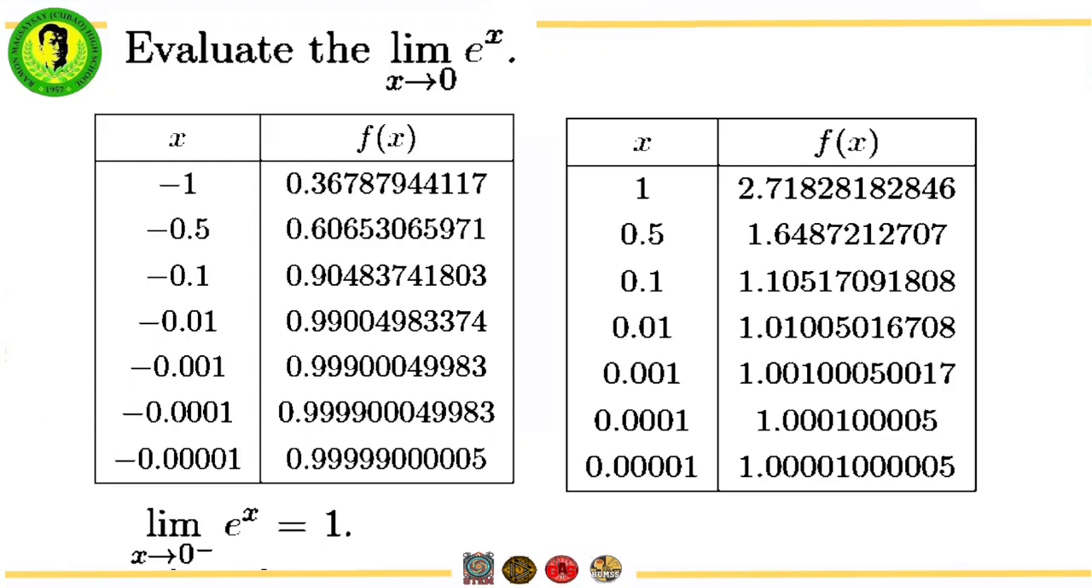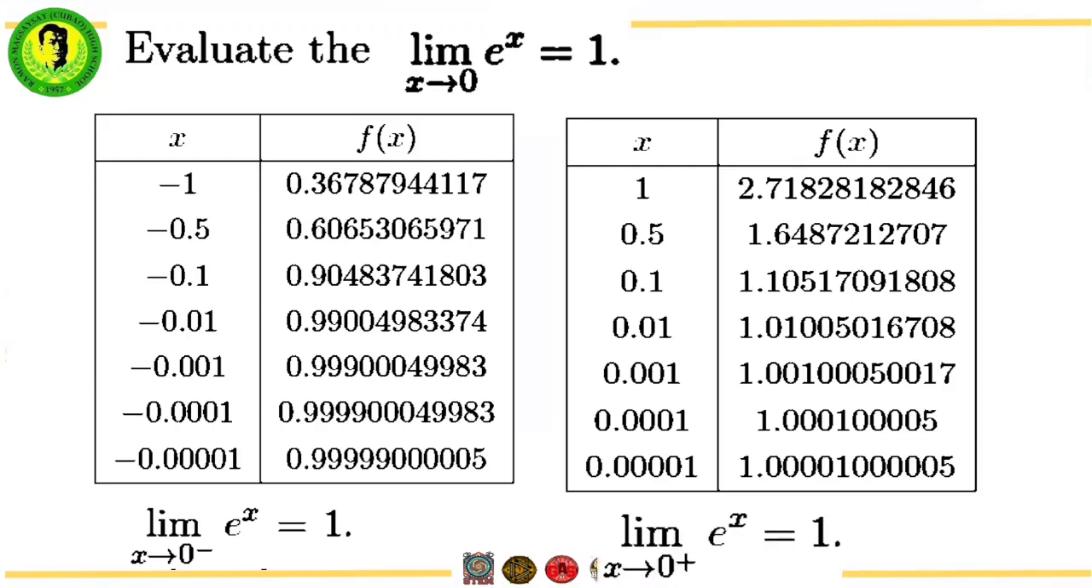Then of course, approaching 0 from the right side. Again, from 2.7 it came to e raised to x becoming 1.000001. So it will also be approaching 1. Therefore, we conclude, based on this proof using table of values and direct substitution, that the limit of e raised to x as x approaches 0 is 1.